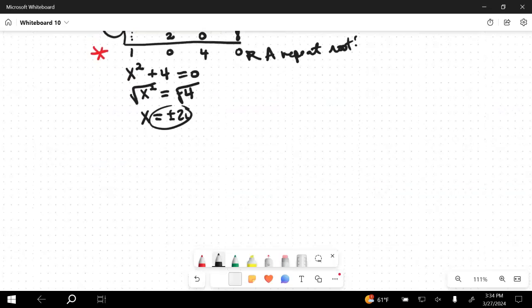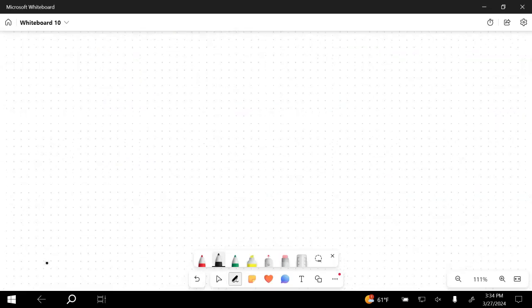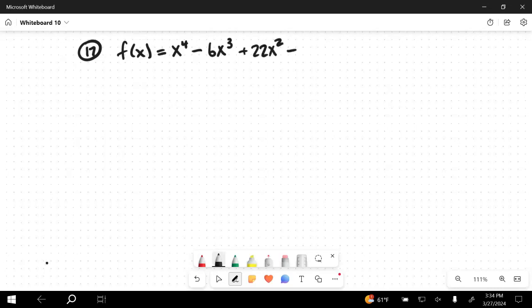Okay, number 17 is next. Number 17 is the function f of x equals x to the 4th minus 6x cubed plus 22x squared minus 30x plus 13. This one's nice because it doesn't have a lead coefficient again, so all I need to do is look for the factors of 13. Plus and minus 1, plus and minus 13.